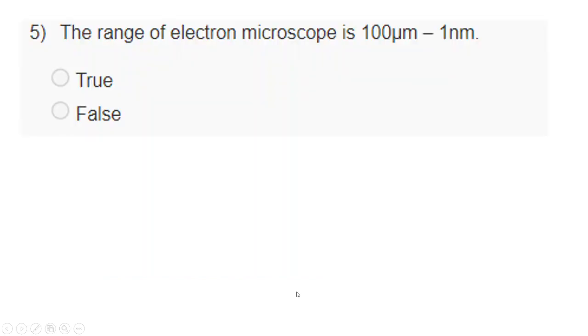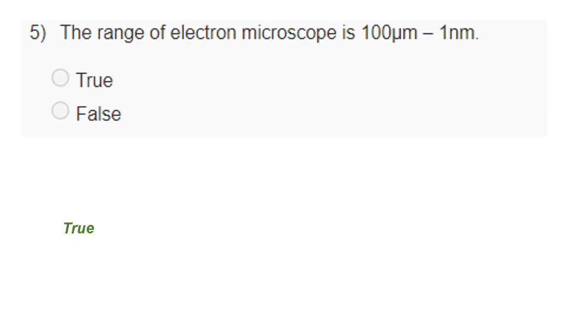Moving on to the next question. The range of electron microscope is 100 micrometer to 1 nanometer. Anybody? True or false? It's true. Yeah, correct, it's true. The range of electron microscope is this. It's much better than the optical microscope that we use, but then it has its own disadvantages also. If we are doing biological samples, we cannot really do it. Live biological samples are not possible under the electron microscope. It will damage the sample basically.